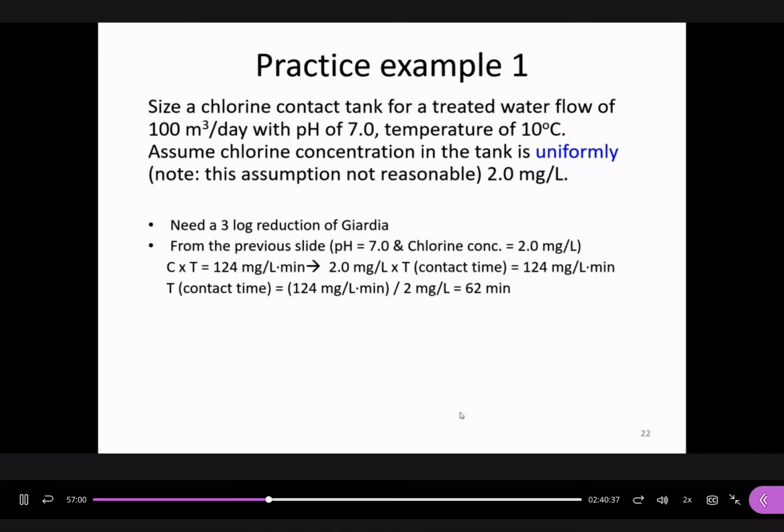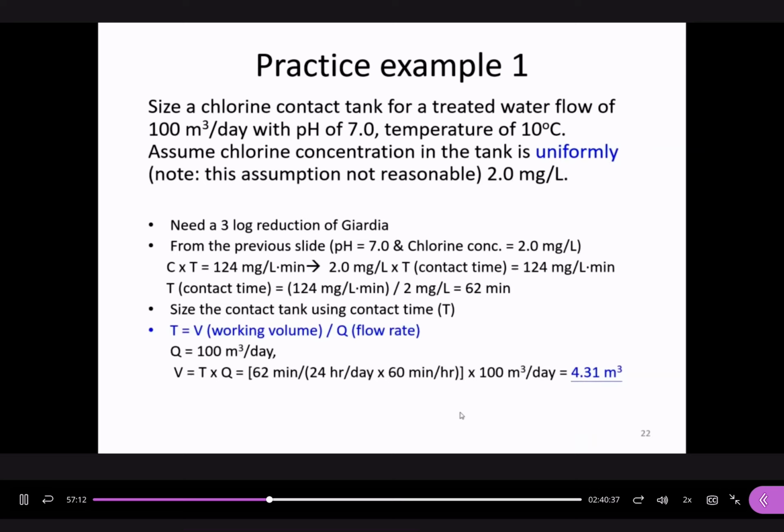So we said contact time is the HRT, hydraulic retention time. Q is 100 cubic meter per day. It's given here. Therefore, the V is 4.3 cubic meter. It's not a very large tank because the flow rate is not large.